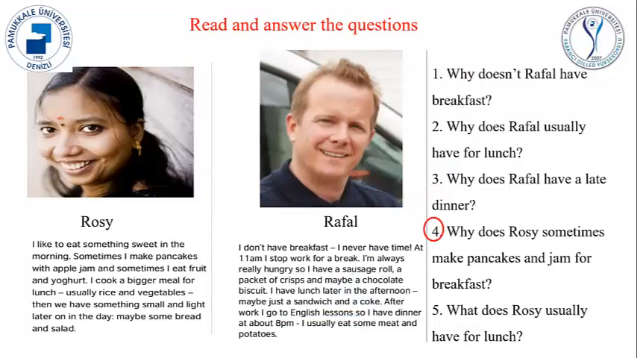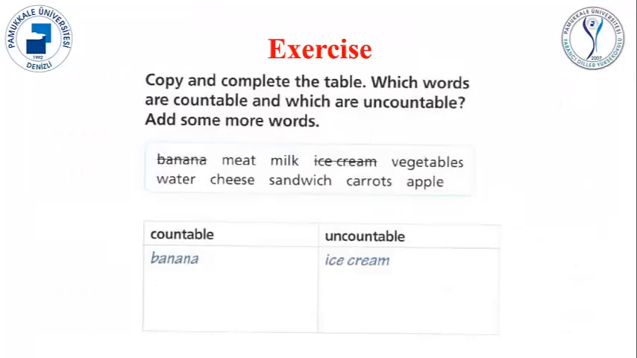And 4, why does Rosie sometimes make pancakes and jam for breakfast? Because she likes to eat something sweet. And the last one, what does Rosie usually have for lunch? The information is here, because rice and vegetables. Okay.